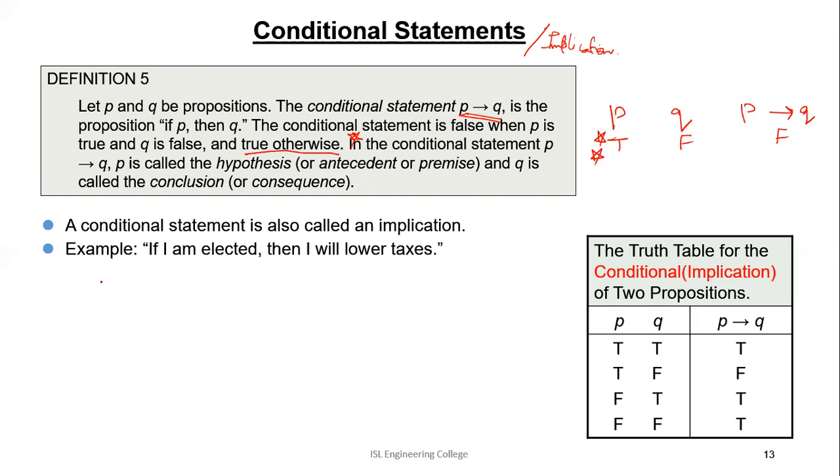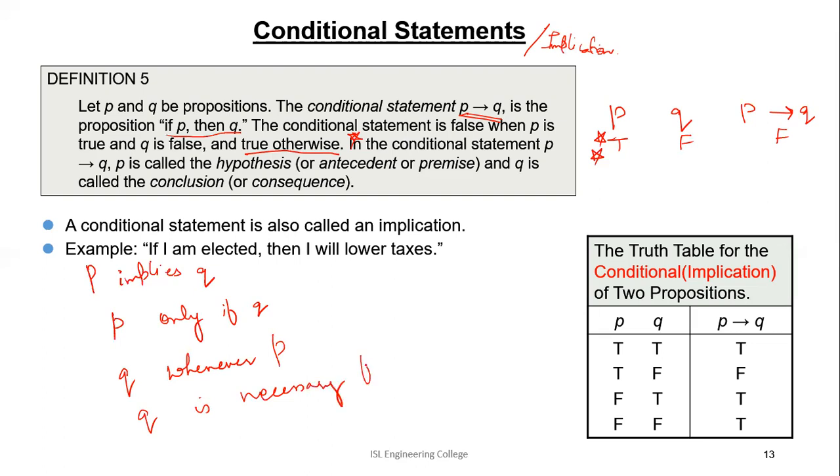Now, conditional statements can also be given as: if P then Q, P implies Q, or P only if Q, otherwise Q whenever P, Q is necessary for P, and Q follows from P. The reason I gave all these other forms of conditional statement is, suppose you get some statement which is not in the if-then form and it is in one of these forms, then you can know.